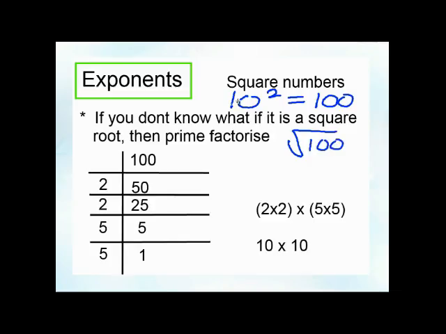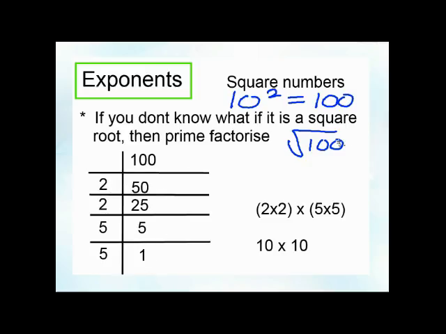Now, if you don't know it is 10 times 10, that comes with practice, then you can always prime factorize. What is prime factorization? It's where you take the number and start breaking it down into its prime factors. So it means into its prime numbers. So what are prime numbers? It's 2, it's 3, it's 5, it's 7, it's 11, and so you go on. And you divide by their prime factors until you get to 1.